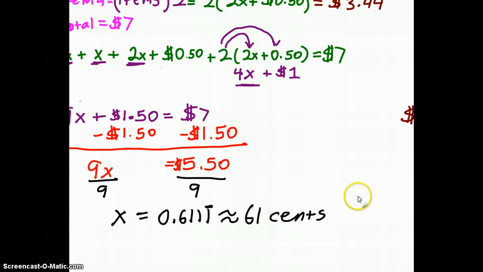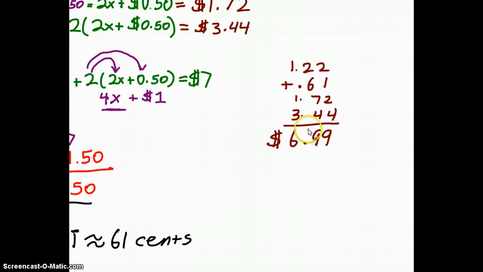But you can approximate it fairly closely and find out that item 1 is about $1.22, item 2 is about 61 cents, item 3 is about $1.72, and item 4 is about $3.44. And when you use all of those different prices, you end up getting $6.99 for your total, which is fairly close to the $7 that we needed for the overall problem.